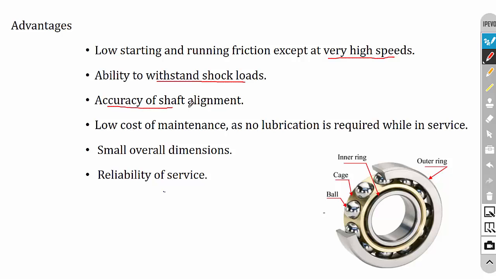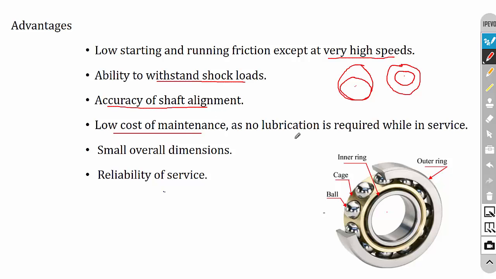Then the accuracy of shaft alignment will be high, because in the case of sliding contact bearing, at the initial stage the journal will be at the bottom point, so the center of gravity will not match with the bearing center of gravity. But when it starts to rotate, because of the centrifugal force, the journal will come to its center. So the alignment will be varying, but in the case of rolling contact bearing, the inner race is stationary, and it will not move up and down, so the shaft alignment will not be varying.